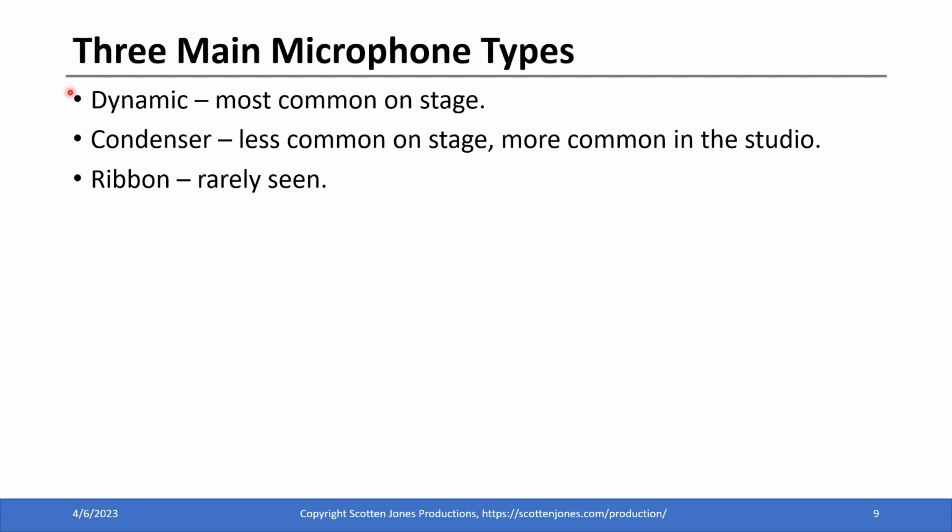All right, there are three main types of microphones you're going to run into. There's dynamic mics, which are the most common microphone on a stage, and we'll talk about why that is. There's condenser mics, which are less common on the stage. You will run into them, and they do have their use on stage. They are much more common in the studio. In a studio, most of the microphones will be condenser. On stage, most of them will be dynamic. And then ribbon mics, which you probably won't run into very much, but we'll talk about them a little bit, once in a while.